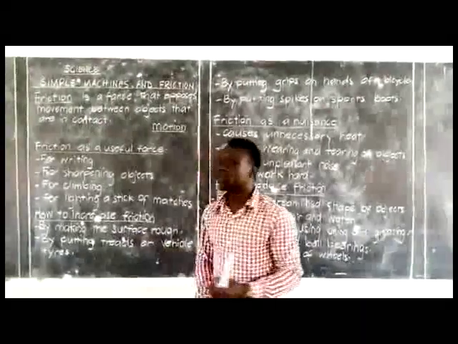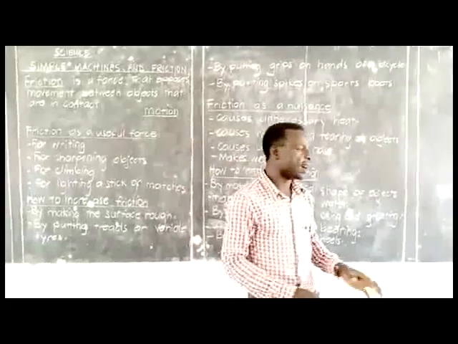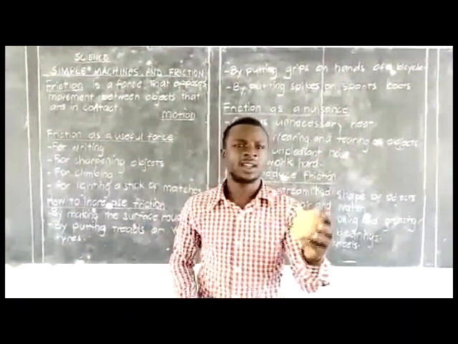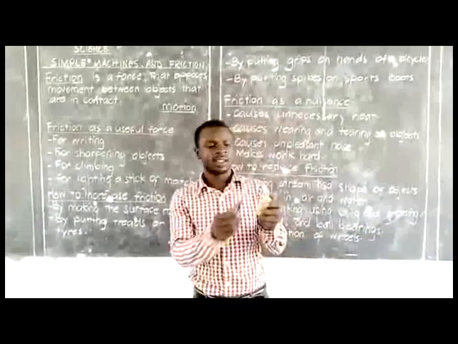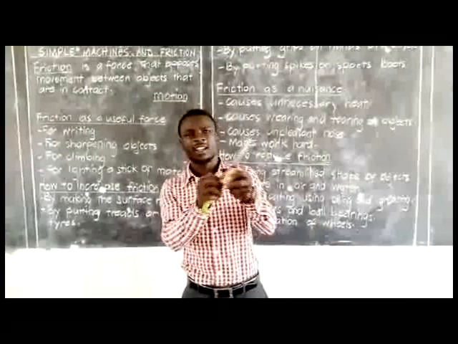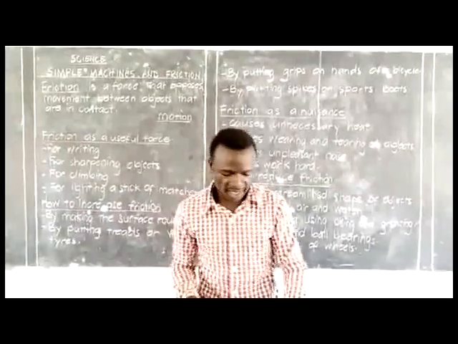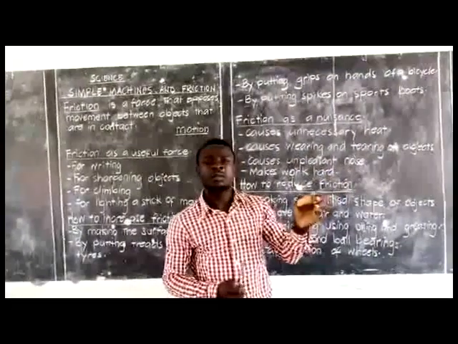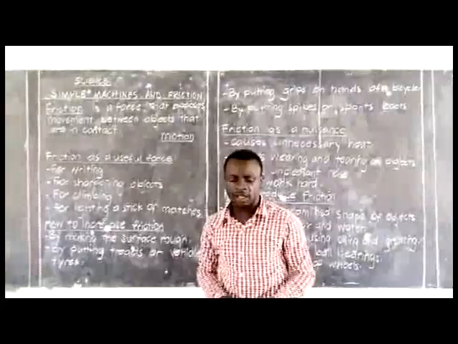2, friction is used for sharpening objects. I have a knife and a stone. You can see this stone has a rough surface. When I want to make this knife sharper, what I do is just bring it here and try to make it sharp. If I try to cut an object, it will be simple with the help of friction. So friction is used for sharpening objects.